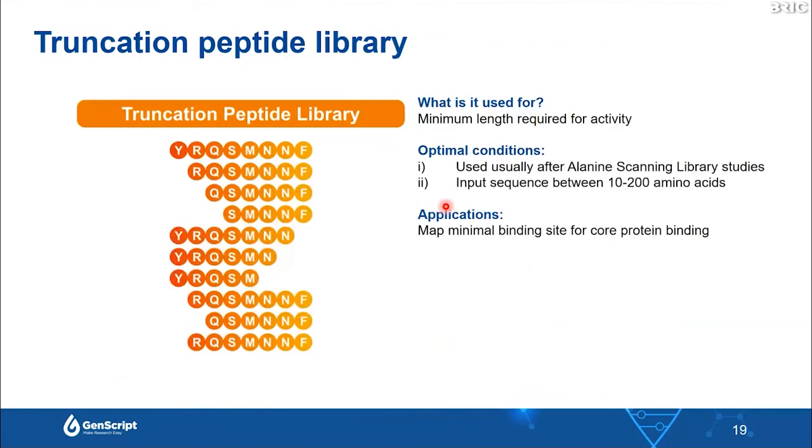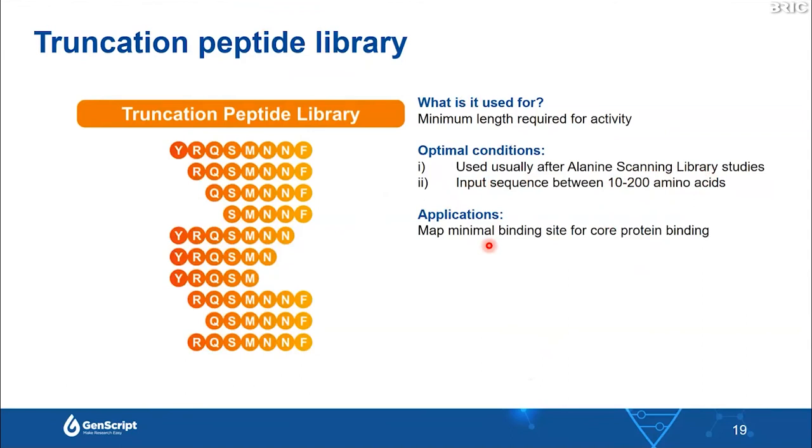So from an original protein sequence, we could also generate a truncation peptide library to probe into the minimum length that is required for activity. Usually this is upon some alanine scanning library studies. We have already identified some crucial residues in the epitope, but would like to map maybe the minimal binding site for the core protein binding.